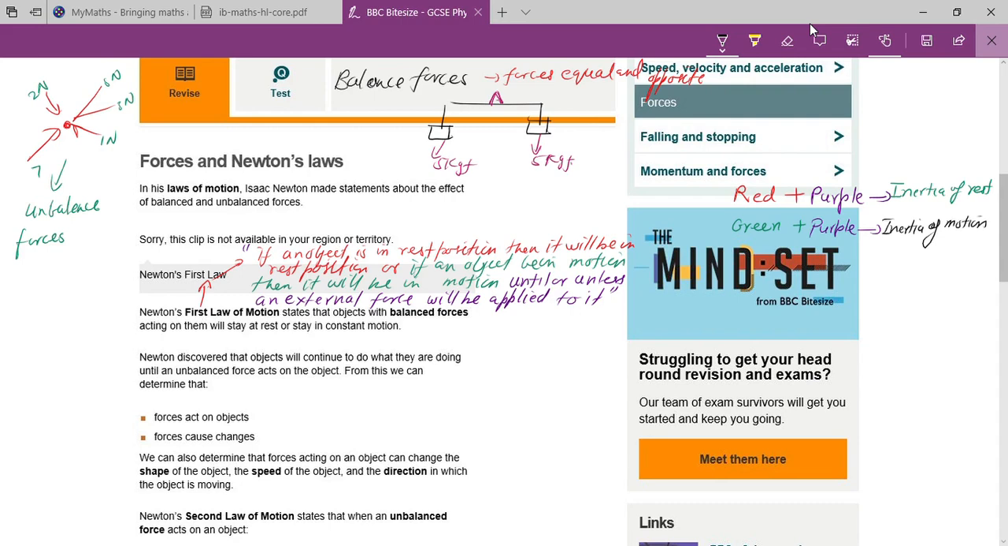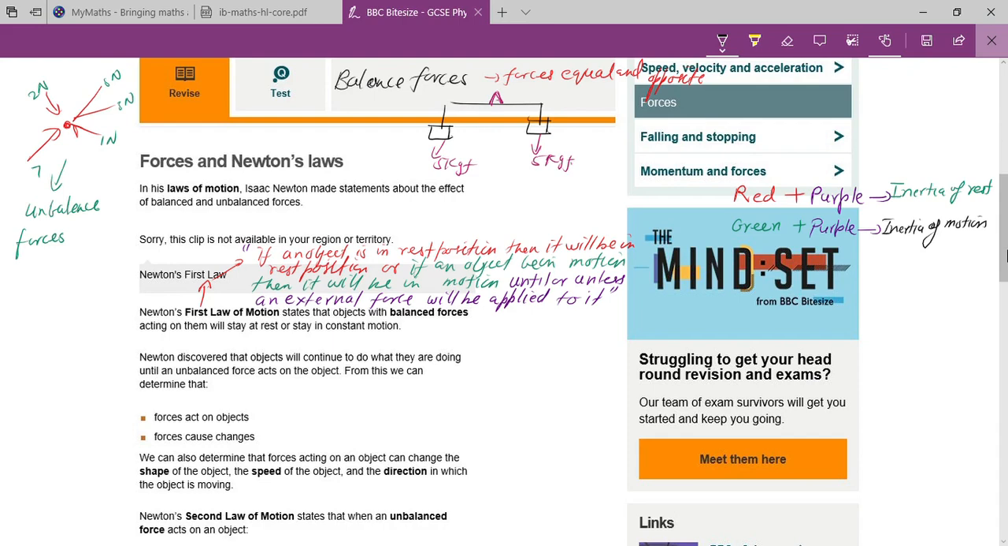Do you understand what I mean to say? Suppose anyone asks you, fundamentally you have to learn this law: if an object is in rest position, then it will be in rest position, or if an object is in motion, then it will be in motion until or unless an external force is applied to it. That is your first law of motion. But in this definition, there are two different definitions. Just learn your red part and purple part. That means if an object is in rest position, then it will stay in rest position until or unless an external force is applied to it. This half law is known as inertia of rest, okay?